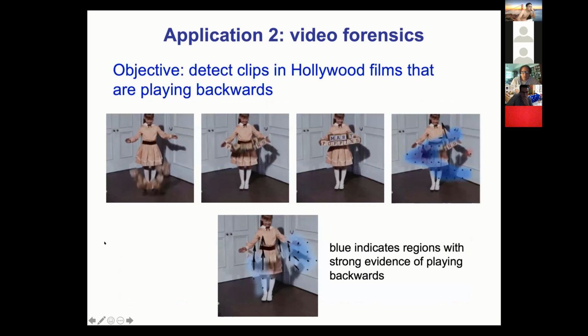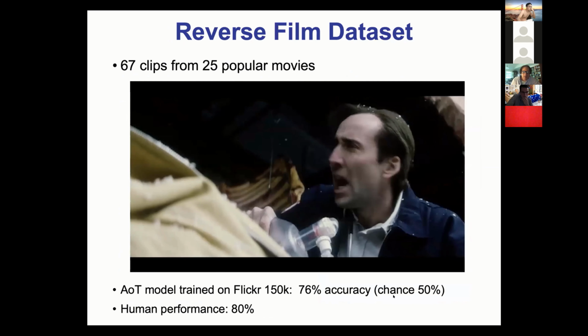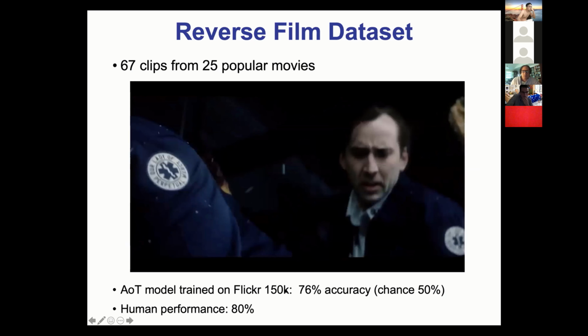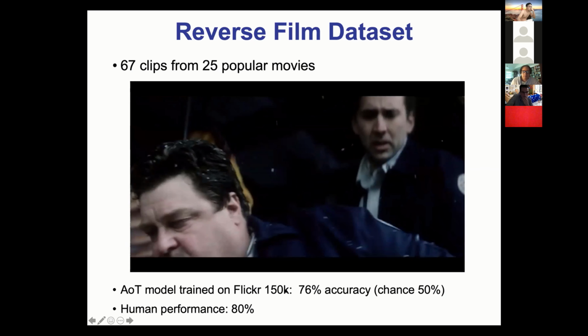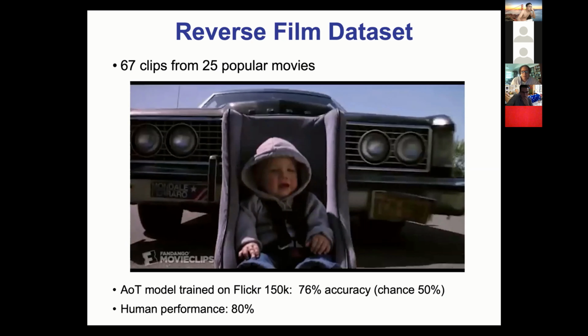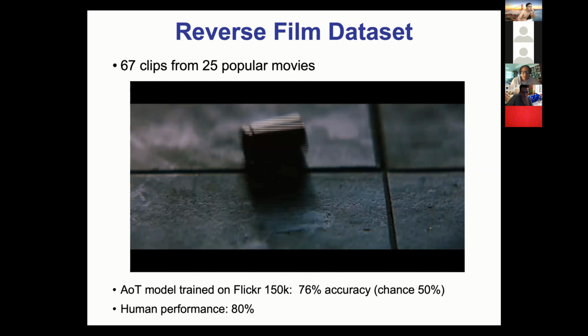And here's the clip from that sequence, and the blue is showing where the algorithm thought the time was going backwards. And it correctly finds those. Here are some other examples. We put together a data set of these reversed film clips, and it detects them with 76% correct accuracy, and humans detect them with about 80% accuracy. There's an obvious case where you'd want to have safety considerations.